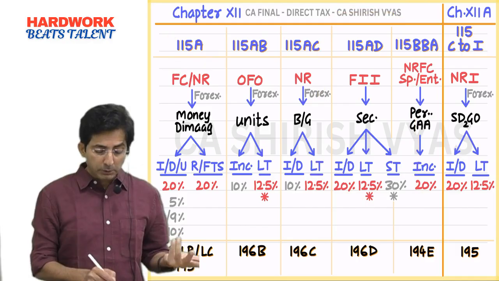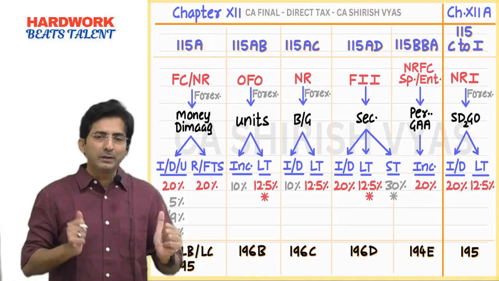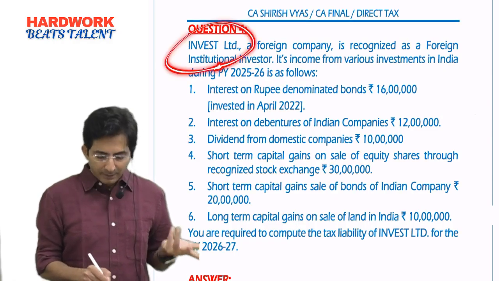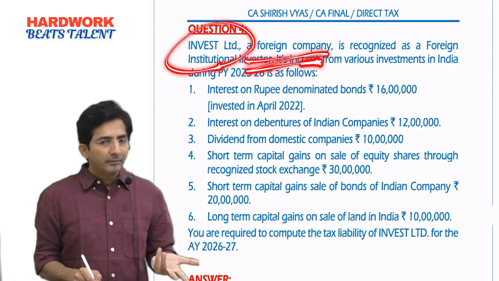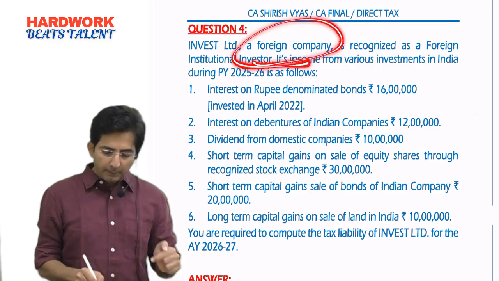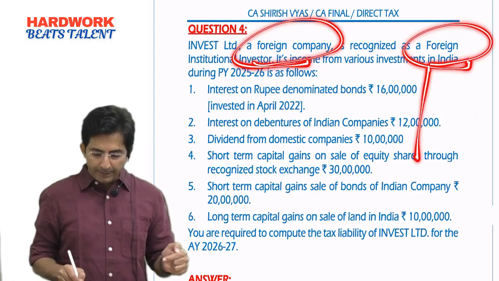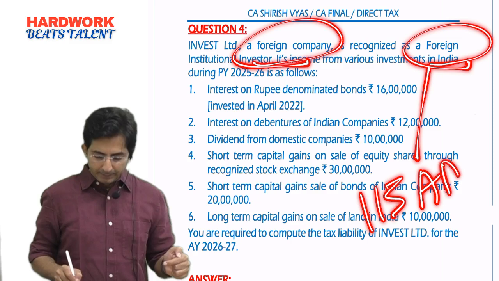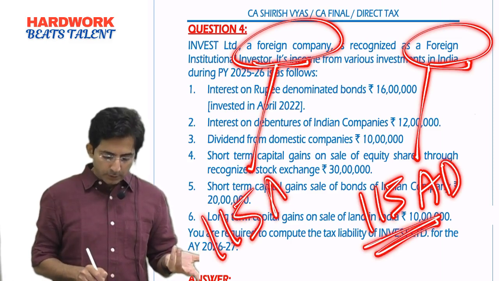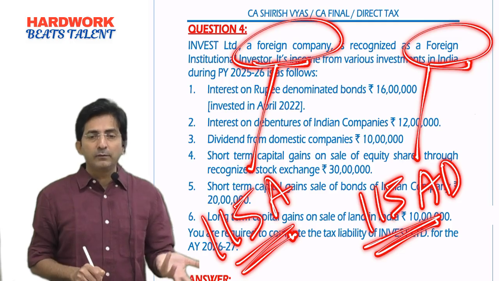Now you cannot say, but sir, 115A is for foreign companies. FIIs are foreign companies only, no? See in the question also, Invest Limited is a foreign company. And they have got a double degree. Double degree means they are a foreign company plus an FII also. So because they are FII, they can use 115AD. And because they are a foreign company, they can also use the provisions of 115A. And if there is a clash, they can use the one which is beneficial.